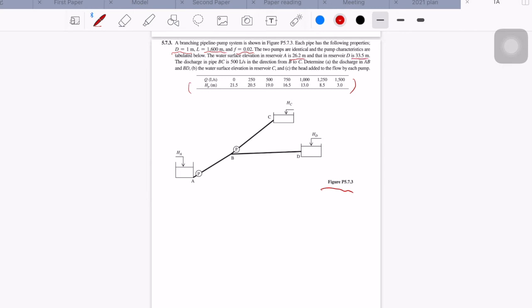And the discharge in the pipe BC is 500 liter per second in the direction from B to C. And we need to determine the discharge in AB and BD, and the water surface elevation in reservoir C, and we also need to determine the head added to the flow by each pump. So to determine the discharge in AB and BD, first we need to determine the system head for the pipeline going from the reservoir A to the reservoir C.